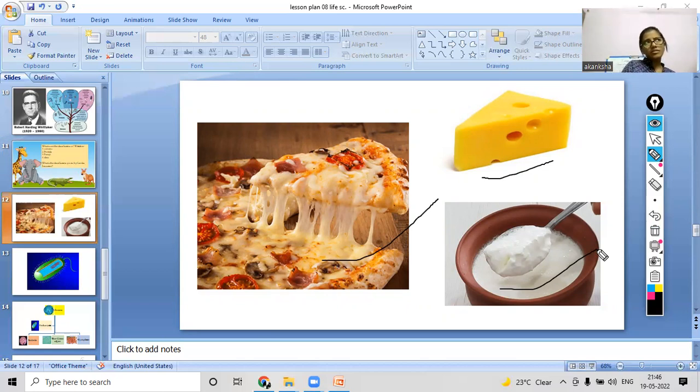As you like all these things, what do you think these things are made up of? This cheese, this curd, and this bread. What do you think? You have to find your answers and then write them in the chat box. It is a very interesting question.